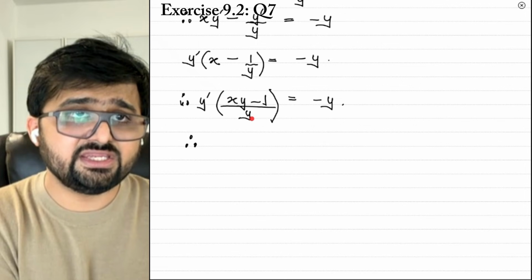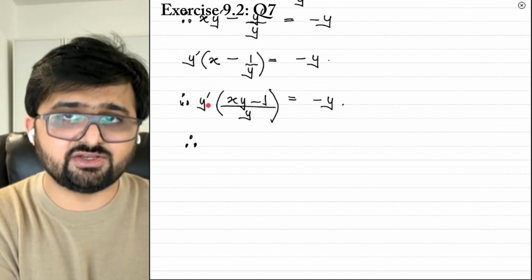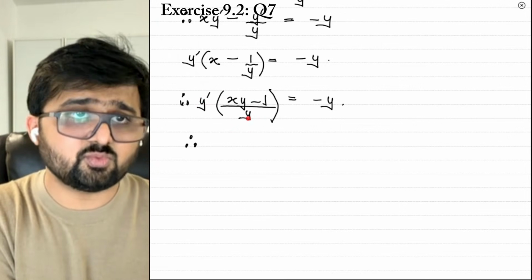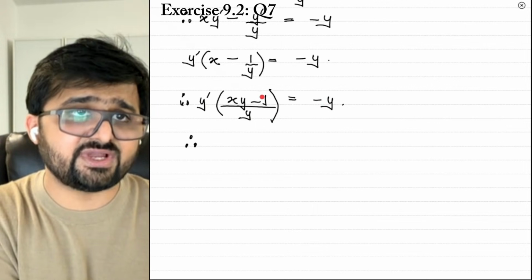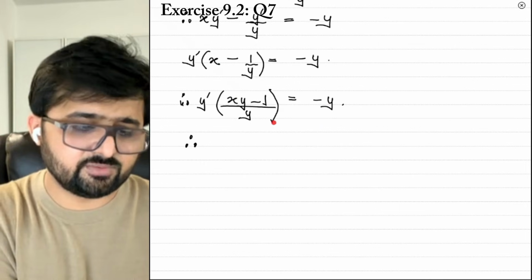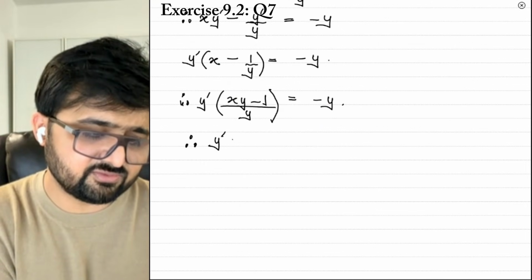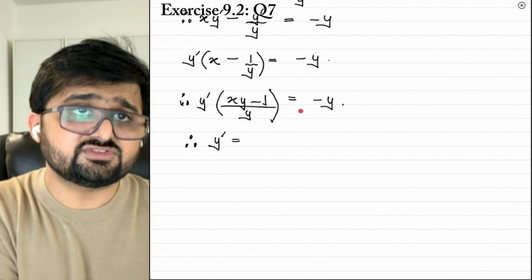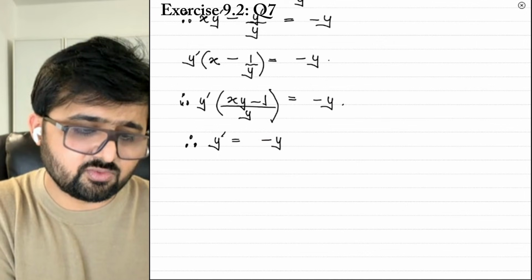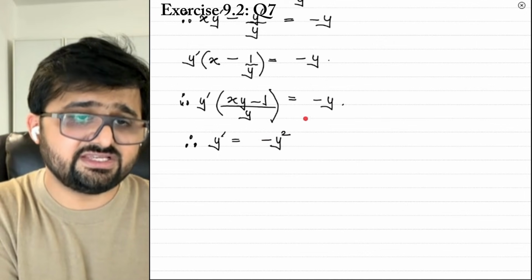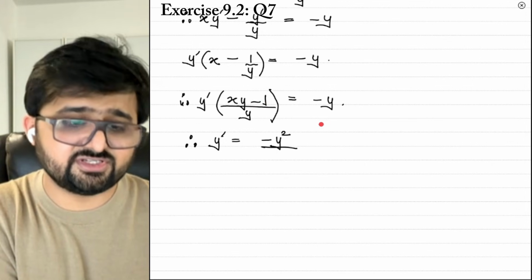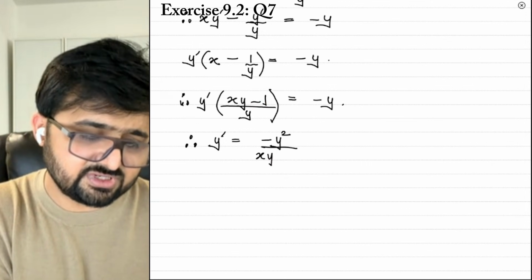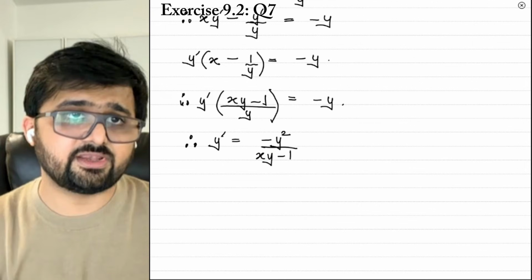So in order to get the value of this y dash, this y can be multiplied here, and this xy minus 1 can go in the denominator. Therefore, we get y dash is equal to minus y square, because y times y is y square, divided by xy minus 1, which comes in the denominator. That will give you xy minus 1.